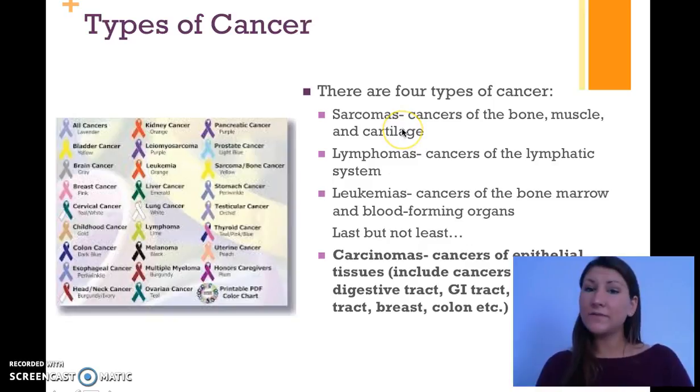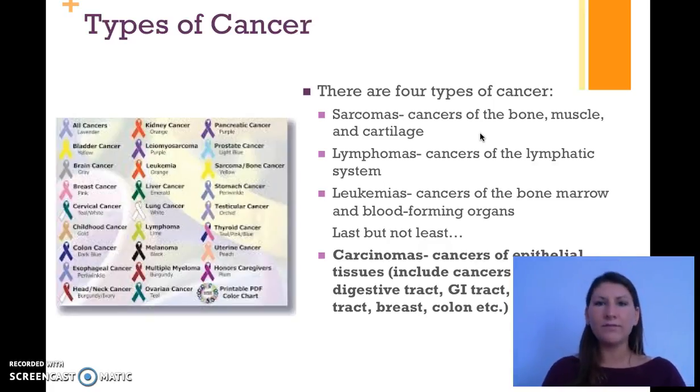So there are 4 different types of cancer. There's sarcomas, which are cancers of the bone, muscle, and cartilage; lymphomas, which are cancers of the lymphatic system; leukemias, which are cancers of the bone marrow and blood-forming organs; and last but not least, carcinomas, which breast cancer falls under, and those are cancers of the epithelial tissues.